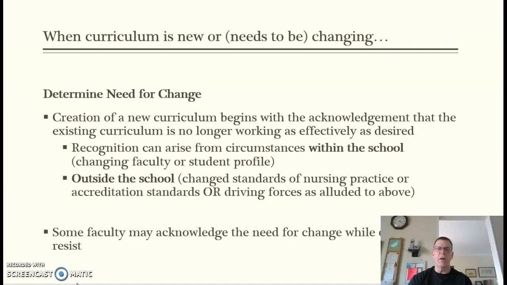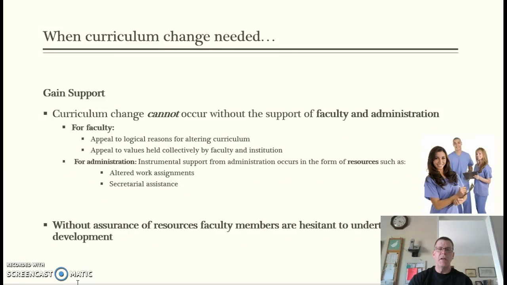In all this, curriculum is about determining a need for change. Creation of new curriculum begins with the acknowledgement that we need to make some change. We need to grow. We need to develop to make for the best practitioners now. And some faculty may acknowledge that need for change, while others may resist. That's part of the package. We need to gain support, though. Change cannot occur without support of faculty and administration, so we need to be on the same page. We need to work as a team in that respect. So we need to have that support. We need to collaborate, and we need to think about what this will look like in terms of the best interests of the organization as a whole as we move forward, be it academia or a healthcare organization.